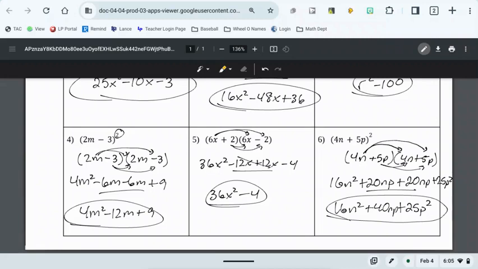Number 5, we have 6x and 6x to start each of those, but then we have a positive 2 and a negative 2. So everything's the same except they are opposite terms as that second term in each set of parentheses. So when we multiply and distribute, those middle terms will cancel out, and we'll end up with 36x squared minus 4.